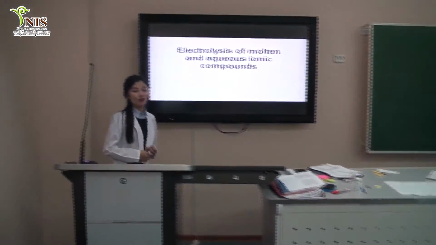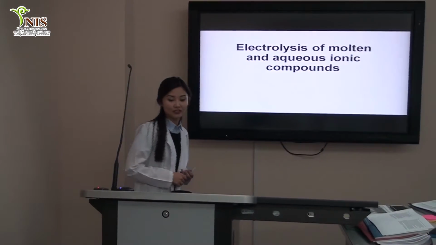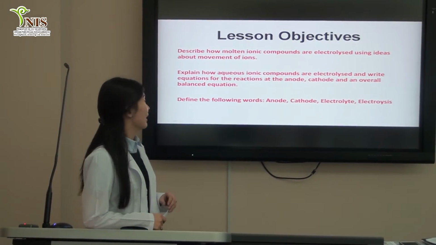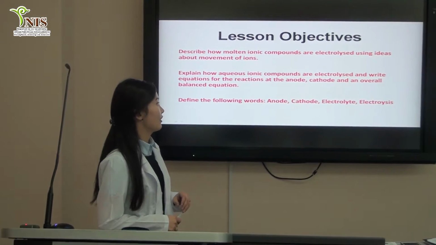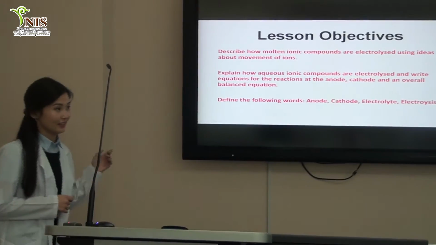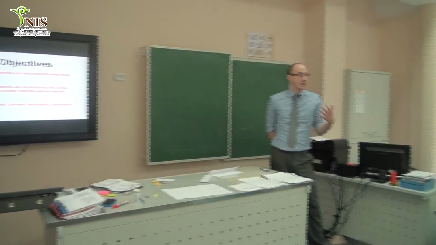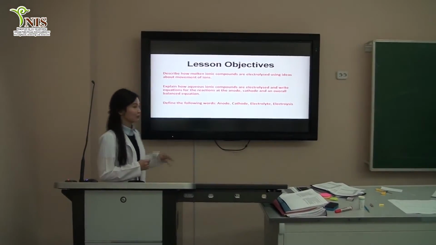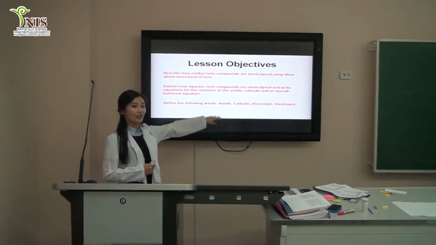So, the topic of our today's lesson is electrolysis of molten and aqueous ionic compounds. In this lesson, you will be able to describe how molten ionic compounds are electrolyzed using ideas about movement of ions. You should be able to explain how aqueous ionic compounds are electrolyzed and write equations for the reaction at the anode and the cathode and the full overall equation. And also you should be able to explain the terms anode, cathode, electrolyte and electrolysis.